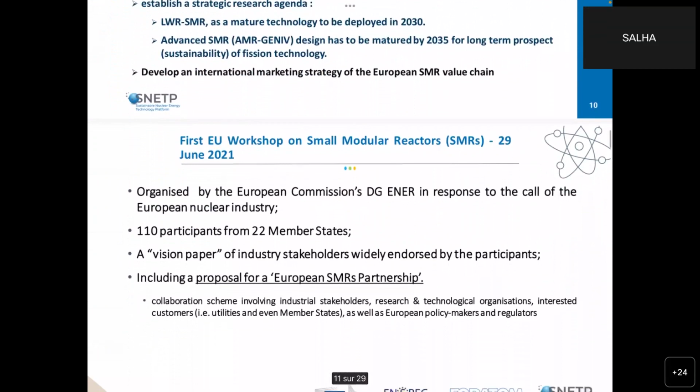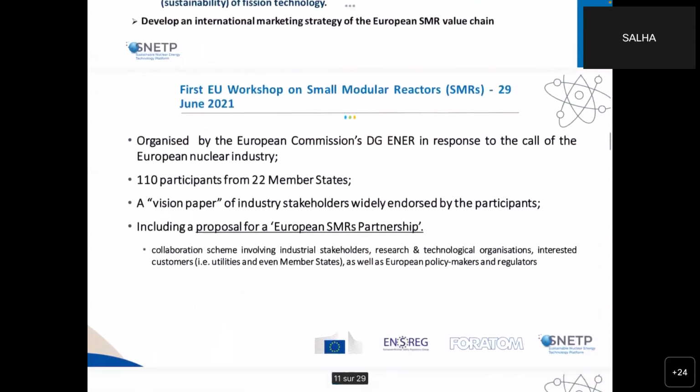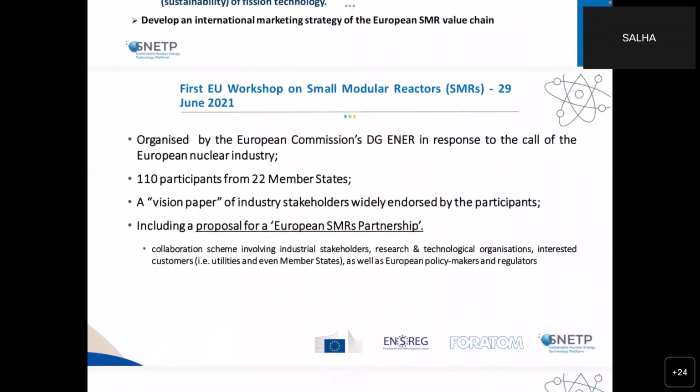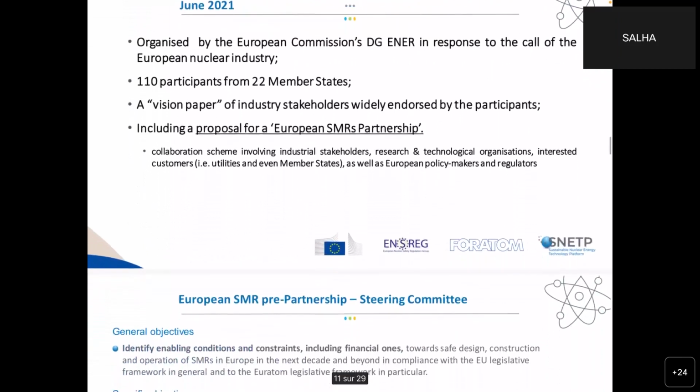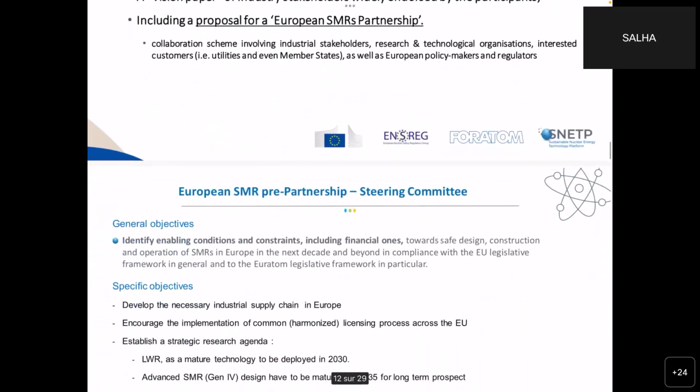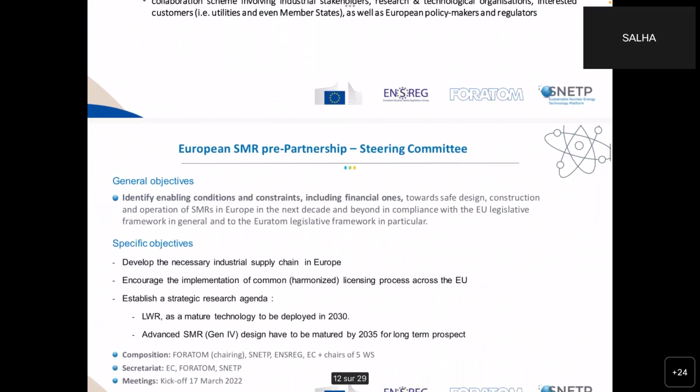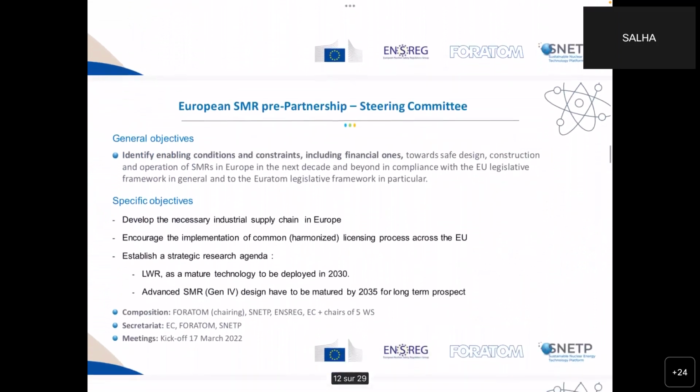So this partnership has begun. It has been launched during a first EU workshop which occurred on the 29th of June, which was organized by DG Energy, so the European Commission. And you see with a lot of participants, 110, 22 member states, and including a proposal for a European SMR partnership. So we have begun to work on this field.